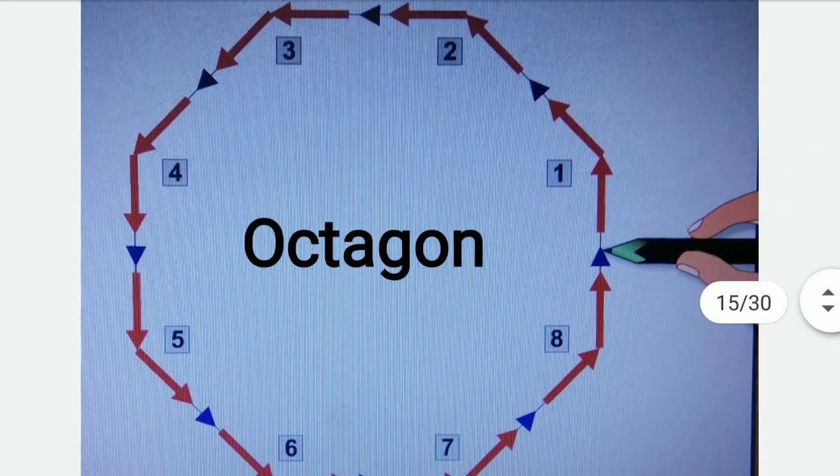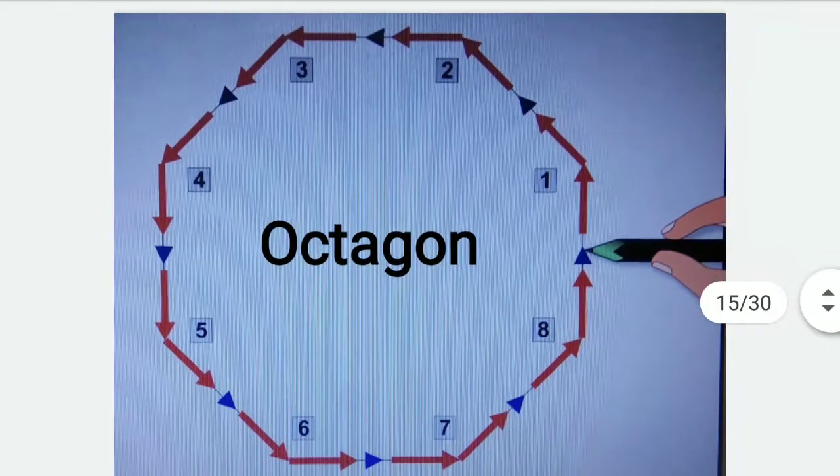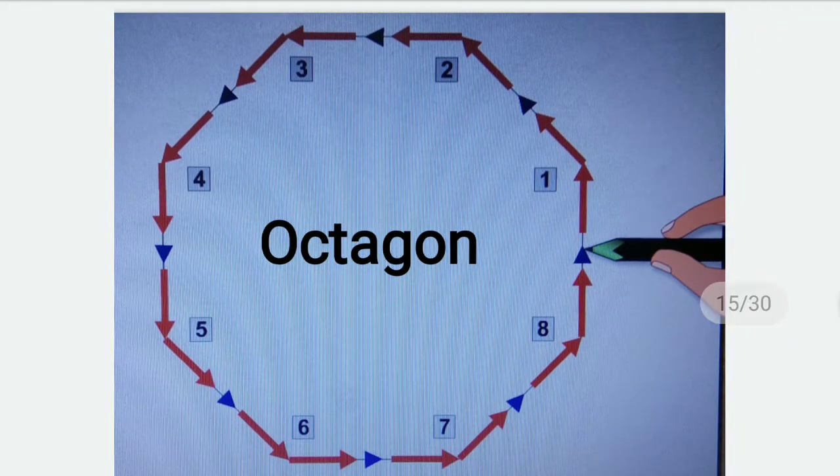This is an octagon. Octagon means the figure having 8 sides. Repeat this action for this octagonal path. Note the number of times you have to change the direction. You can observe that you have to change the direction 8 times.